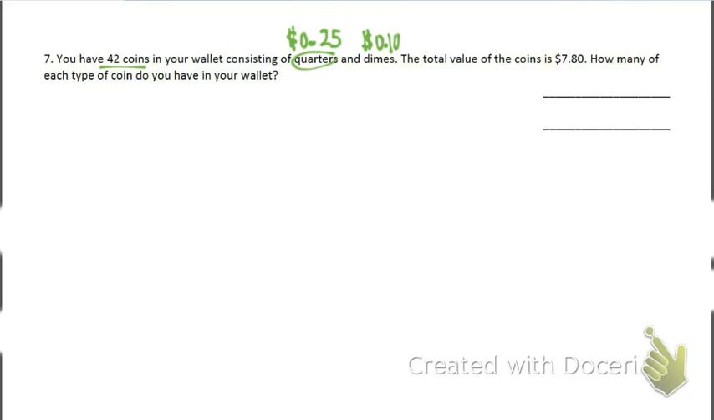Actually, I'm even going to circle quarters and dimes. You don't have to. That's just where I'm going to get my variables from. The total value of the coins is $7.80. So total value is $7.80. And I want to know how many of each type do I have in my wallet?